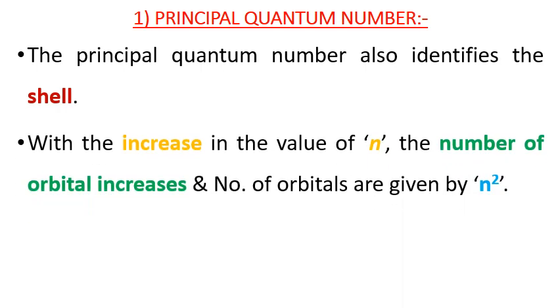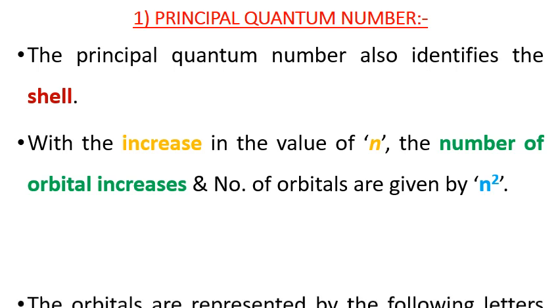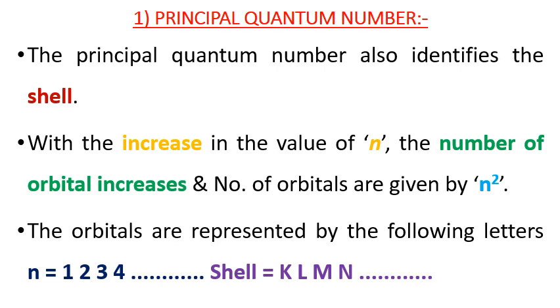With the increase in the value of n, the number of orbitals increases, and the number of orbitals is given by n square. The shells are represented by the following letters: n equal to 1, 2, 3, 4 and so on, and the shell is designated by K, L, M, N and so on.